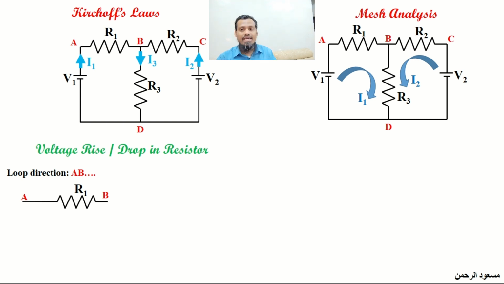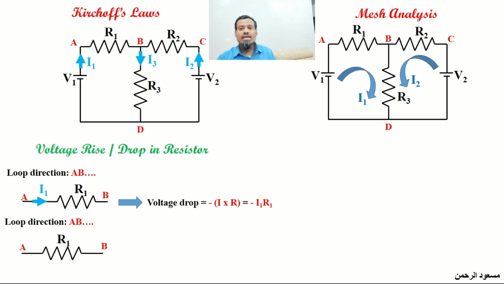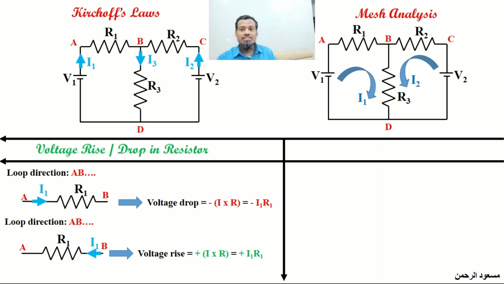According to the loop direction, we will be assuming the voltages as voltage rise or voltage drop. When the travel direction is the same as the assumed current direction, then we will have a voltage drop. And if the travel direction and the assumed current direction are opposite to each other, this is called potential rise or voltage rise. These two are in the case of resistance, and the same for batteries also we have discussed.